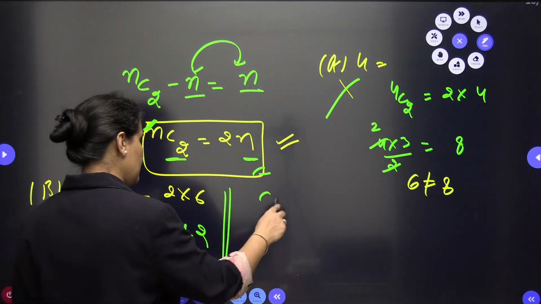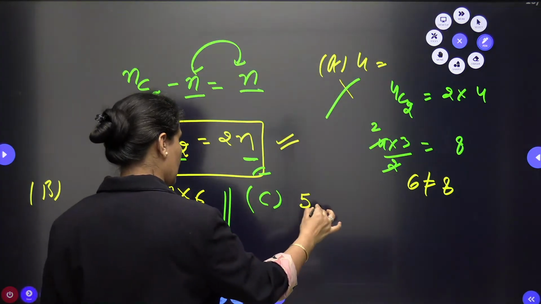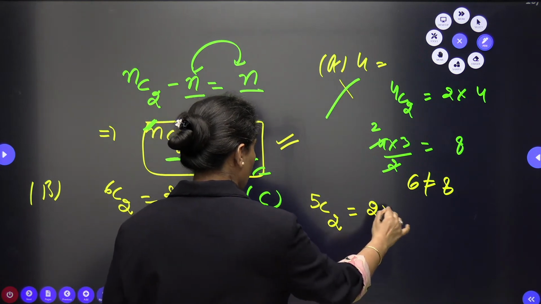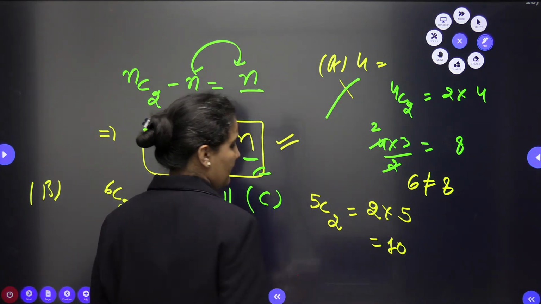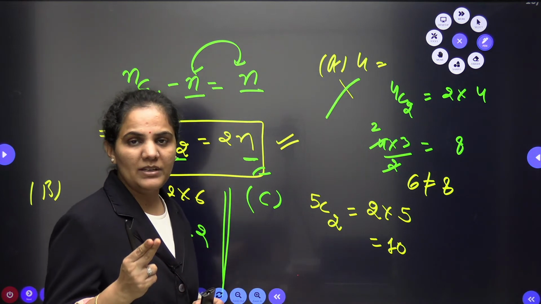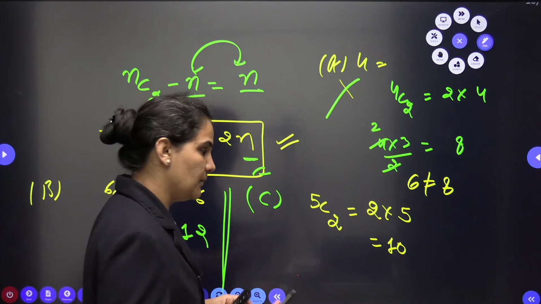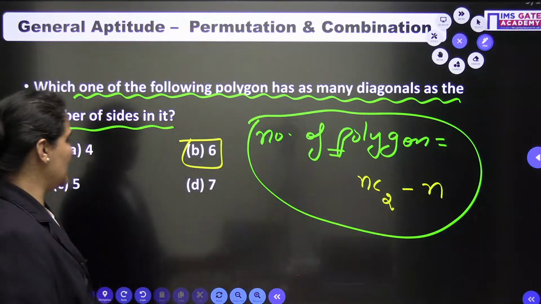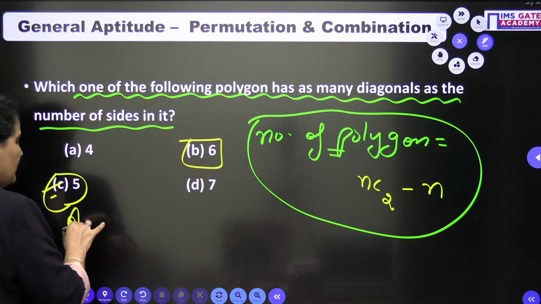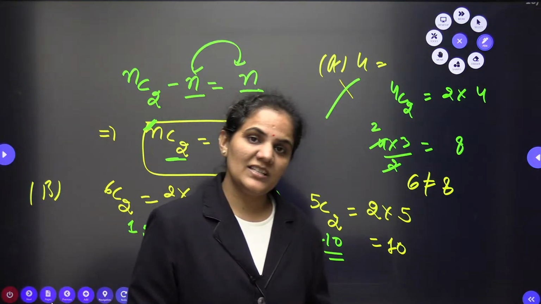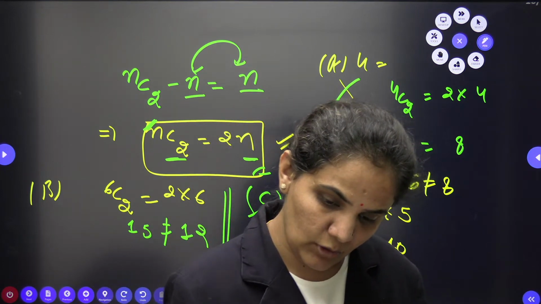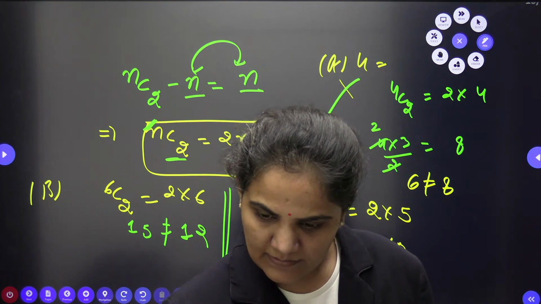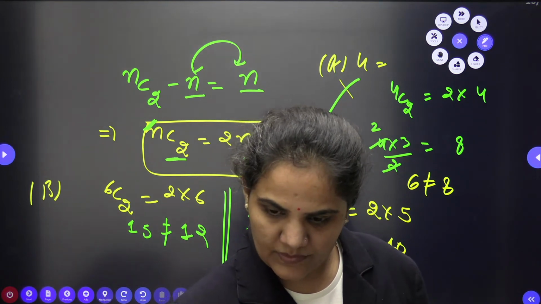When I go with the third option, it is 5. When we put 5 here, 5C2 is equal to 2 into 5. 2 into 5 is 10, and 5C2 is also half of 2, means 2 2 ja 4, right? And here we have 5 2 ja 10. So this is equal. So this is giving me the correct answer because option C, 5, is satisfying my condition, which says that the number of diagonals is equal to the number of sides. So we can directly conclude that the result is what, bacho? Result is 5.